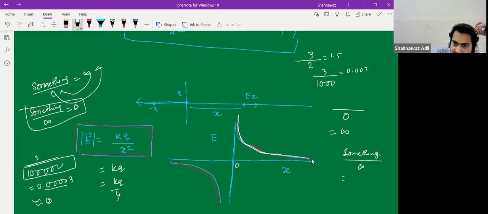And at infinity it goes to 0. So this is the 0 line, and E is becoming 0. Understood?